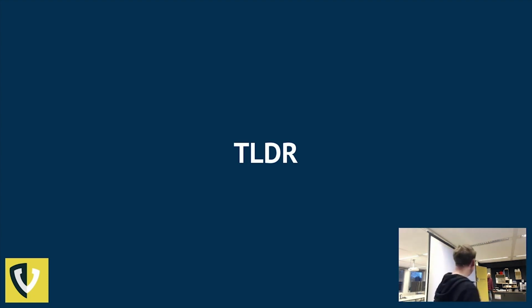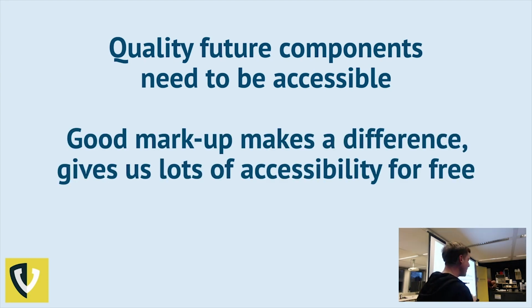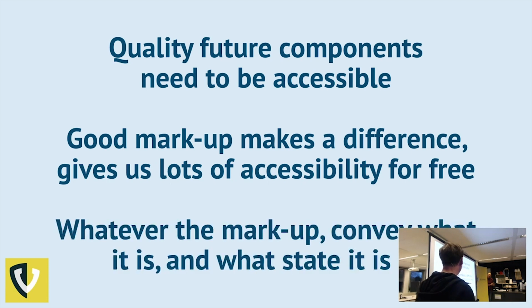That was pretty much it for me, but I'll give a quick summary. So quality future components, for me, they need to be accessible. I think that's very important because the built-in stuff is accessible. If we're going to make our own, then we also need to take that responsibility. The cool thing is that good markup already helps and it gives us a lot of this stuff for free. And if we really want to, we can also set it ourselves and convey what everything does without using markup or by using divs or something like that. So we can also polyfill it.